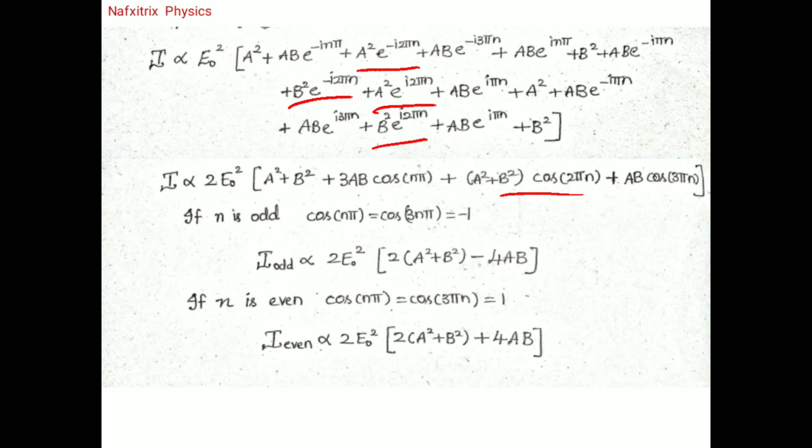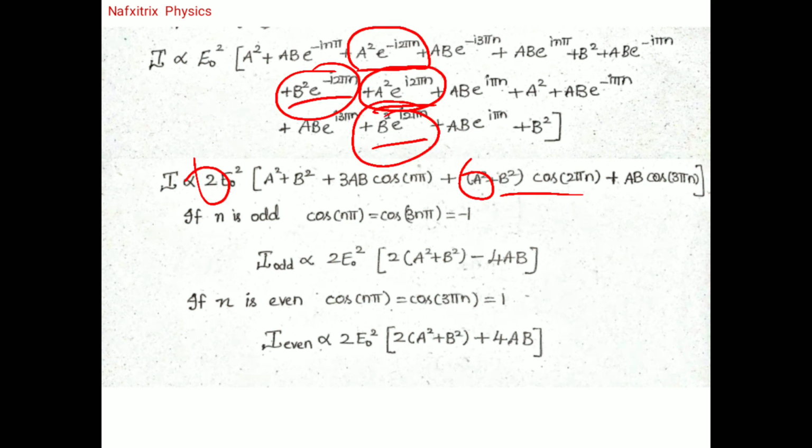Finally we have these terms. A square has to be taken as common. If we add both, a square plus a square e power i 2 pi n, a square is taken common on e power i theta plus e power minus i theta, which is nothing but 2 cos theta. So 2 into a square. In a similar fashion, adding both, we get 2 b square.